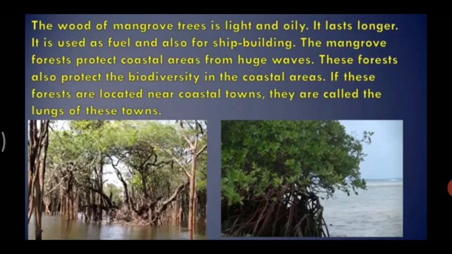The mangrove forests protect coastal areas from huge waves. So these forests protect the coastal areas from the huge big waves. These forests also protect the biodiversity in the coastal areas. Now, if these forests are located near coastal towns, they are called the lungs of these towns. Why? Because they protect the coastal areas from huge waves, so they are called the lungs of these towns.